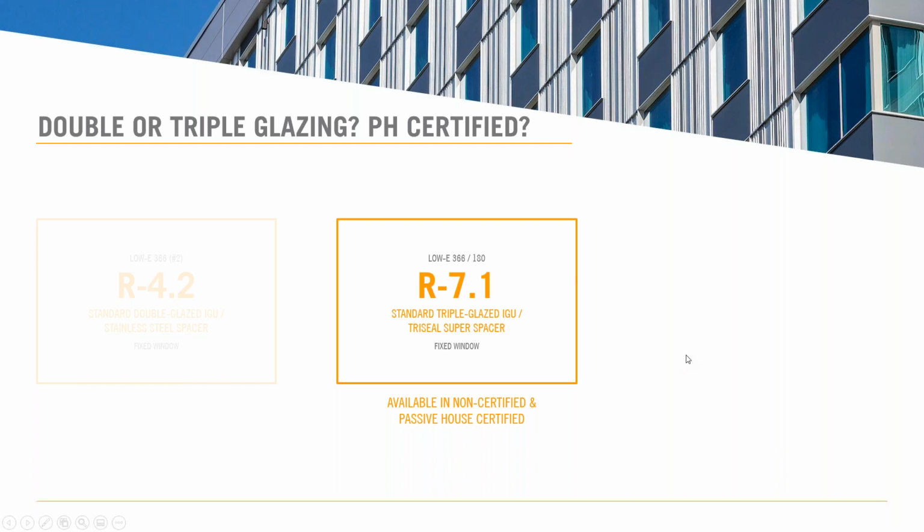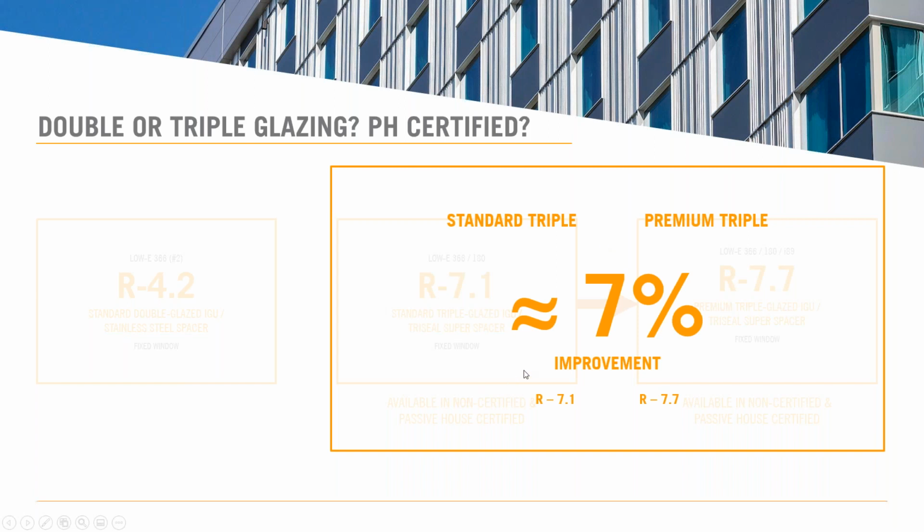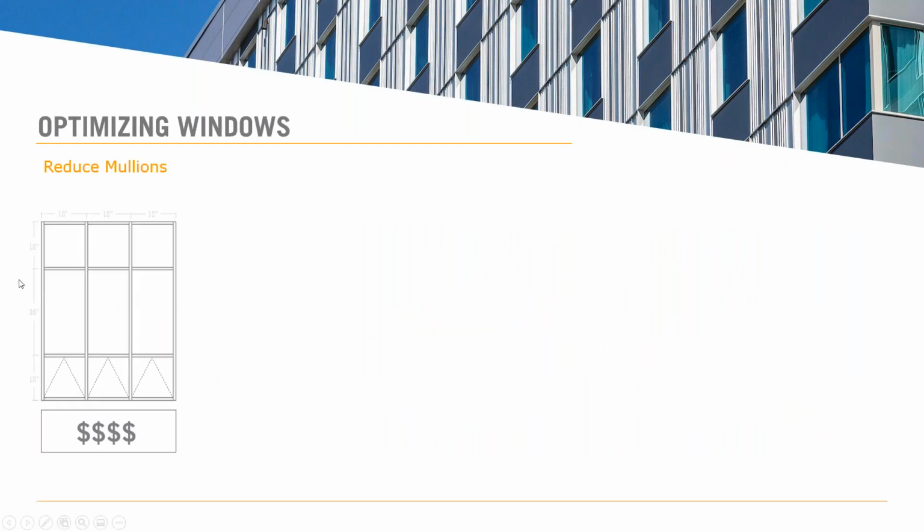When you're in the triple glaze realm, you need that high performance level. There is a range of performance up to R7.7 that can be achieved just by tweaking your glazing for about a 7% improvement and a similar cost range.